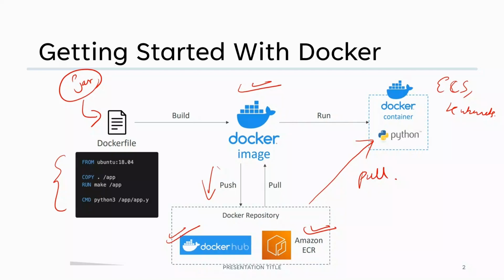You create a Dockerfile, build a Docker image, push the Docker image to a remote repository, and then using that image from the remote repository you pull it into a container service and run it on that container service. That's it. So this is the typical flow.